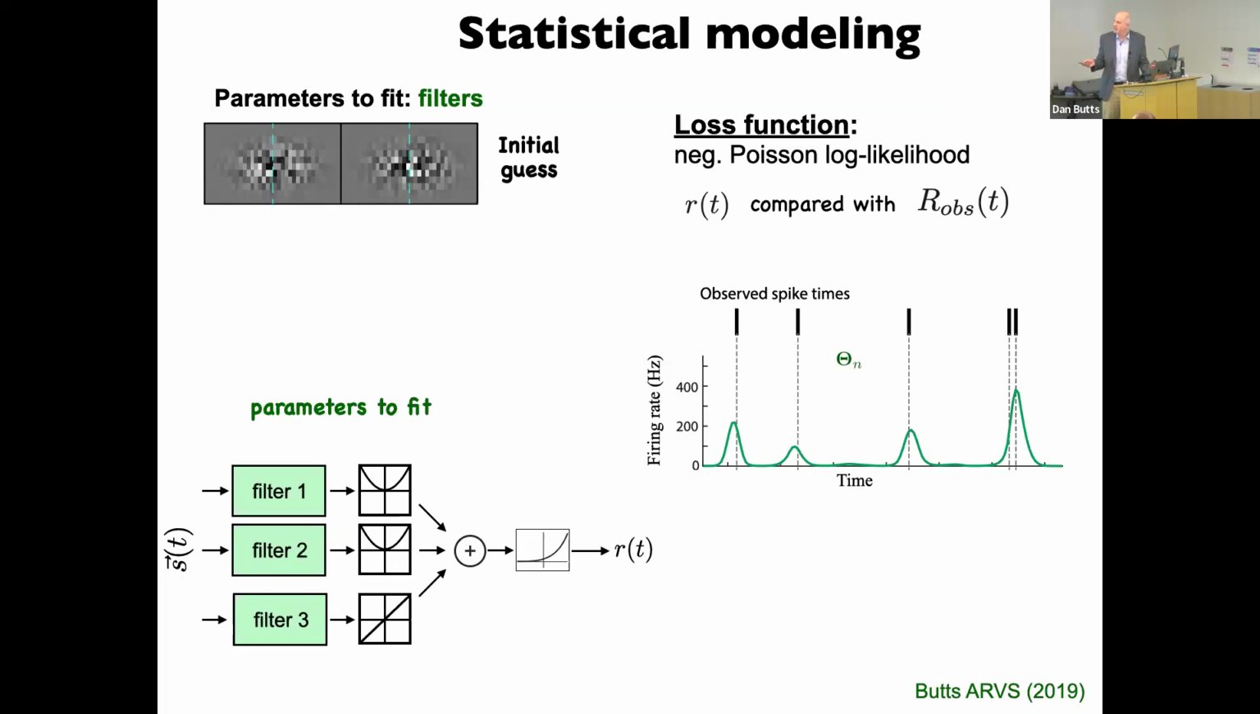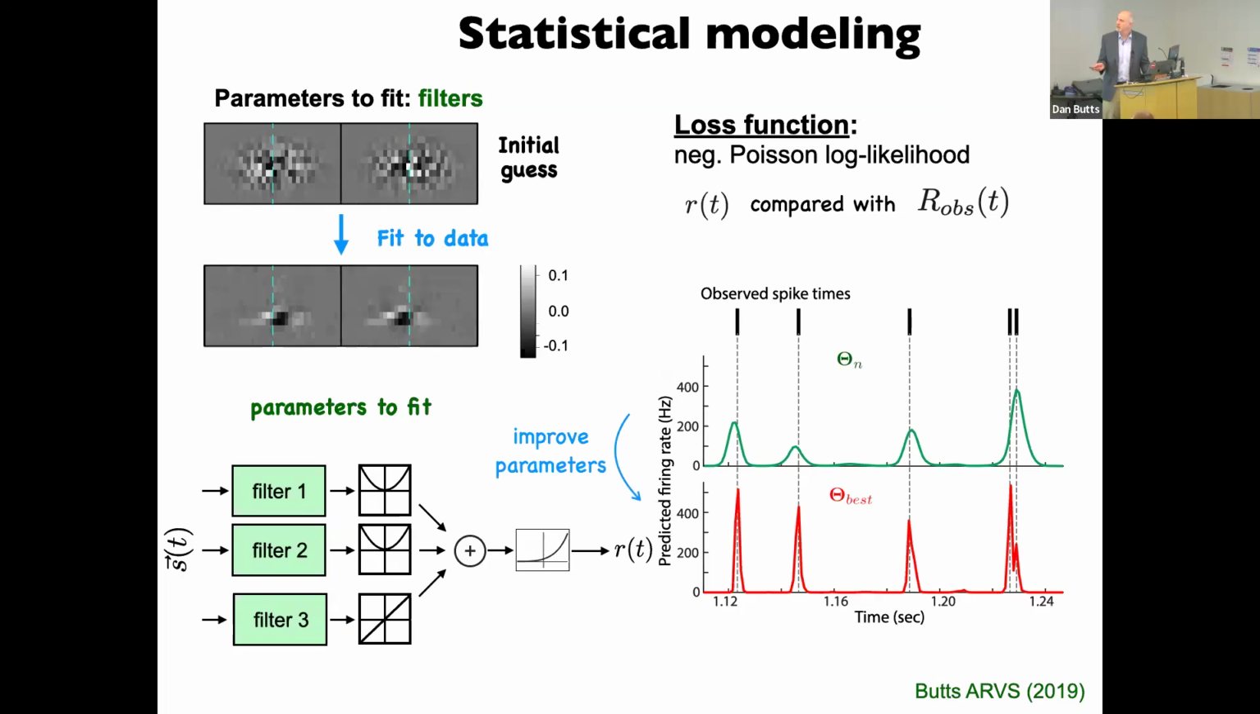You have a loss function, which essentially chooses to predict higher firing rates where there's observed spikes and lower firing rates otherwise. And by following the directions of the best improvement of the model, you ultimately end up in the fit to data. And of course, what that looks like is a model that can better predict the spike times. So that's the general idea of the data-driven approach.